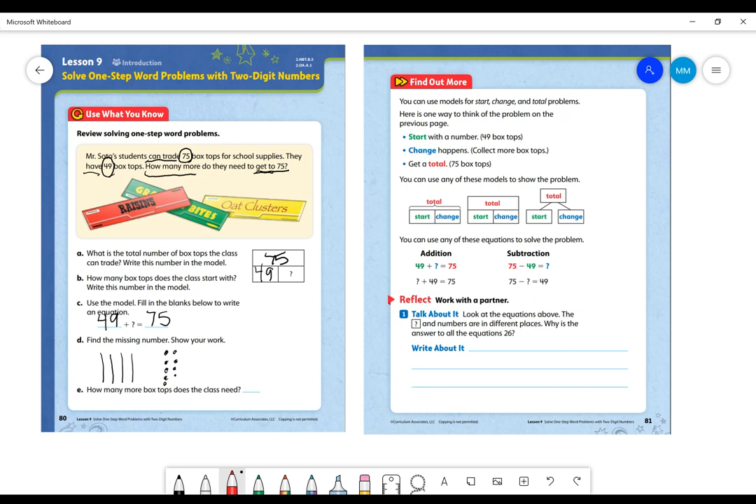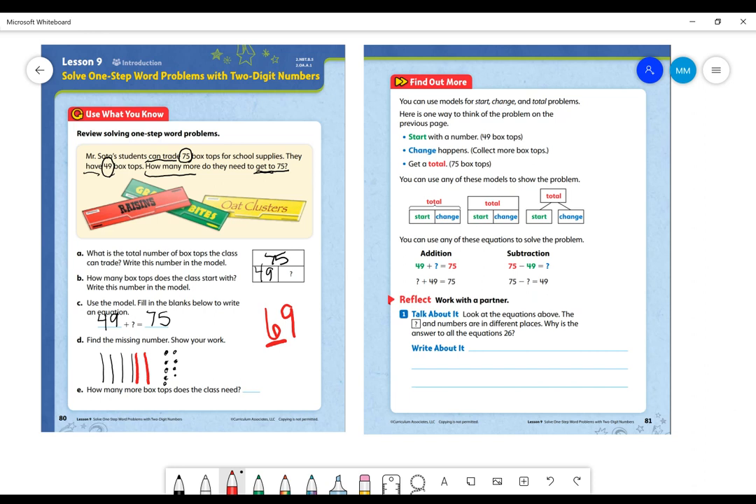So what does that mean? That means I'm probably going to have to move some ones around to the tens place. So here's what I'm going to do. I'm going to draw 2 tens. So now I'm at 6 tens and 9 ones. And I'm trying to make 75. So I know that my next 10 is 70.